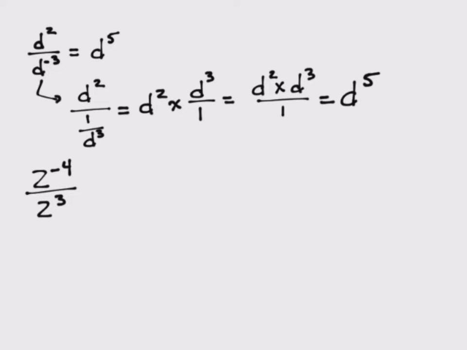You can just subtract the exponents. Negative 4 minus 3 is negative 7, so our answer is 2 to the negative 7, which you'd prefer to write without a negative exponent, so that's 1 over 2 to the 7th.